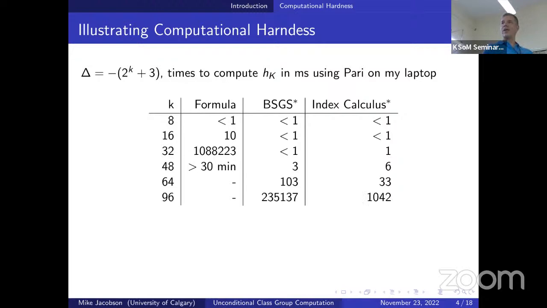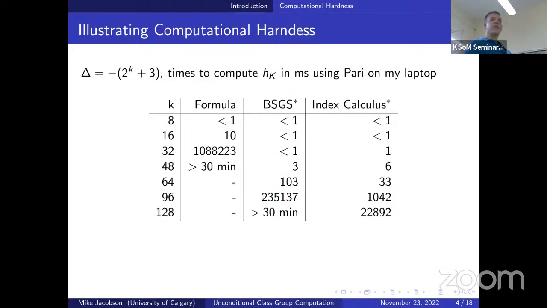And you can keep going, and now at 96 bits, baby step, giant step is really starting to grind to a halt. It's not quite at 30 minutes, but pretty close, whereas index calculus is about a second at that level. And at 128 bits, baby step, giant step, my laptop gave up. But index calculus takes 22 seconds, under a minute. So that's an illustration of what I mean when I say something is hard.